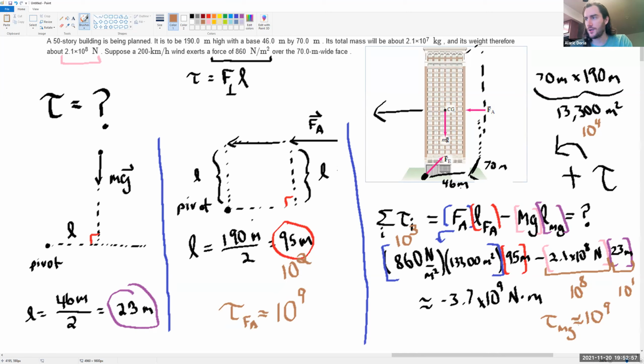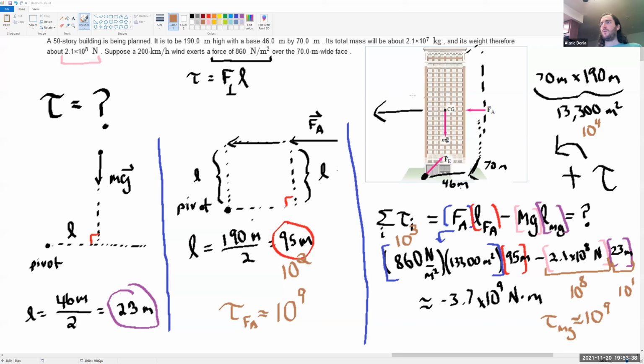It seems like the torque due to mg is roughly 4 times bigger, just eyeballing it here, because we end up with roughly negative 3.7. 2.1 times 23 is going to give you something like 46, right? And then minus this piece over here. So, okay, they're of the same order of magnitude, but one is clearly a couple times bigger than the other one, so we end up with a negative answer. Okay, so Kevin, that's what you got as well, good.